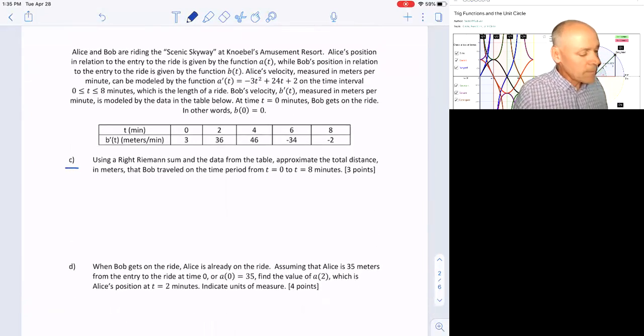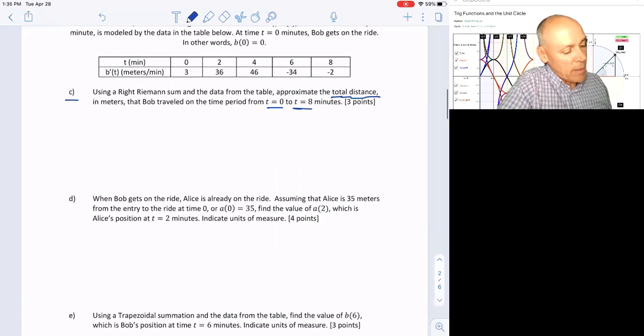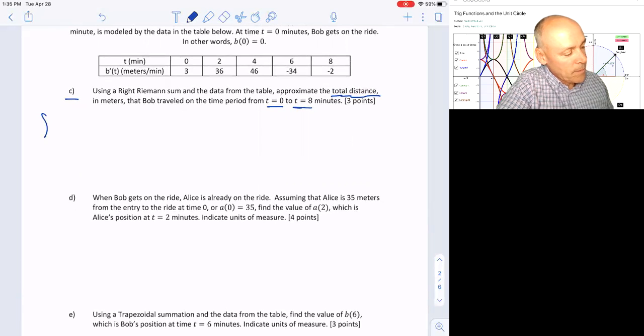Part C, use a right Riemann sum of the data from the table, approximate the total distance in meters that Bob traveled on the time period from t equals 0 to t equals 8. All right, well, my right Riemann sum is going to approximate the total distance, which is given by the definite integral, lower bound of 0, upper bound of 8, and total distance is going to be the absolute value of Bob's velocity, which is given as b prime at t. So it's the integral from 0 to 8 of the absolute value of b prime at t dt. I'm going to approximate that using a right Riemann sum.